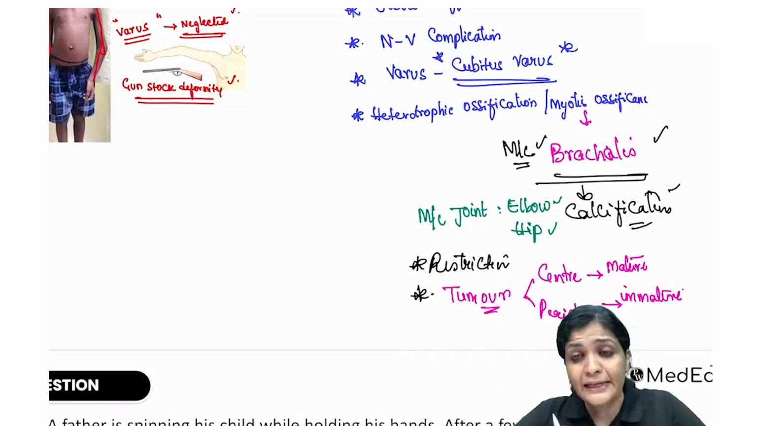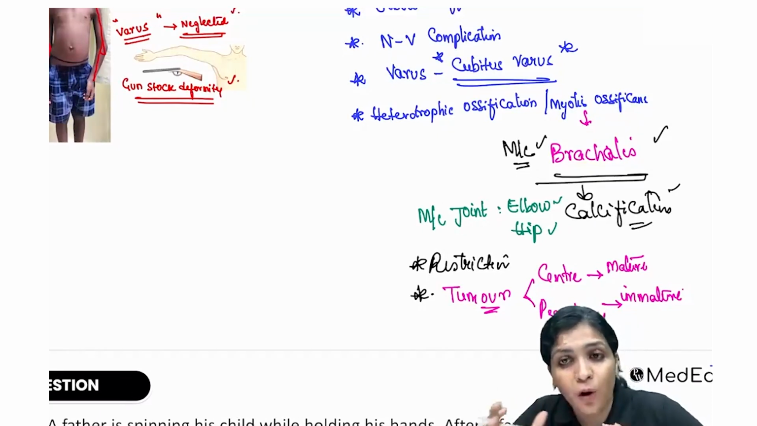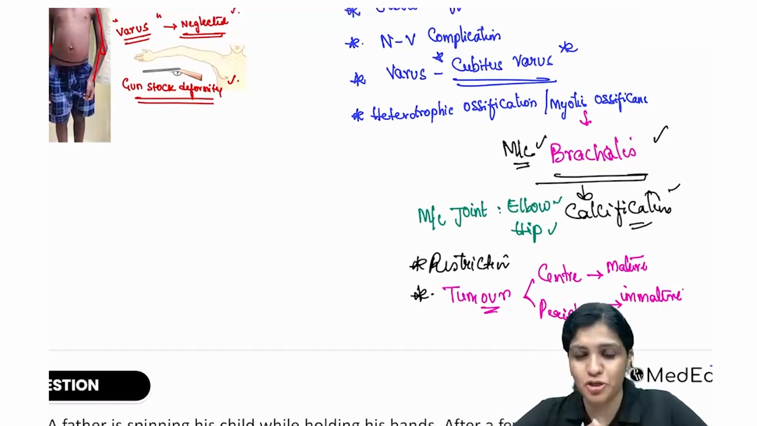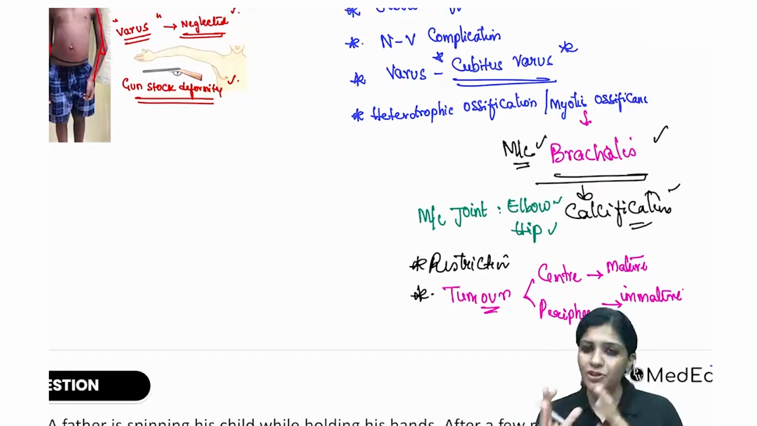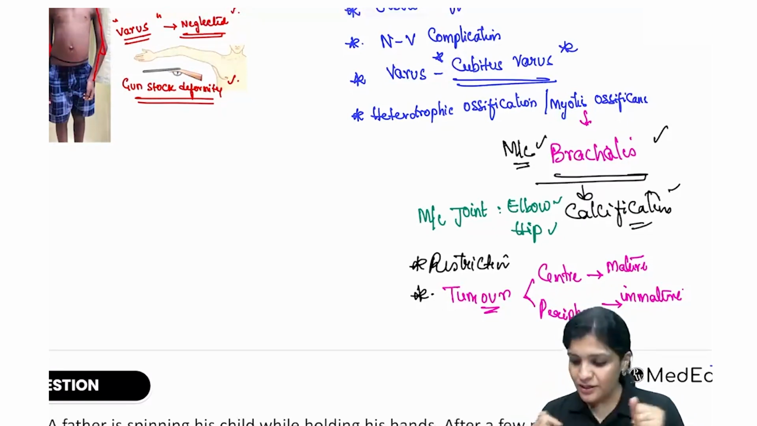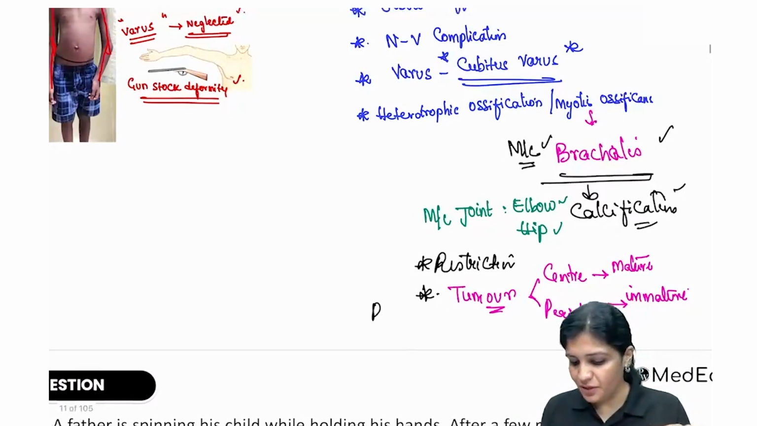Whenever you see this in the center, that means it is ready to get operated. Otherwise it is still in the immature part. You have to still wait for the bone to mature, and then you have to remove that myositis ossificans. So what is the treatment for it? You have to remove it. So the treatment is excision, right?